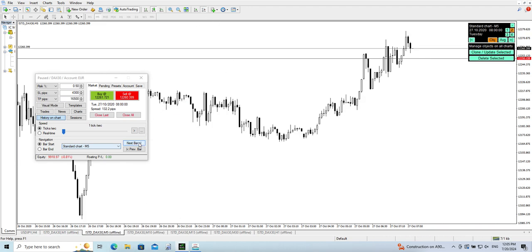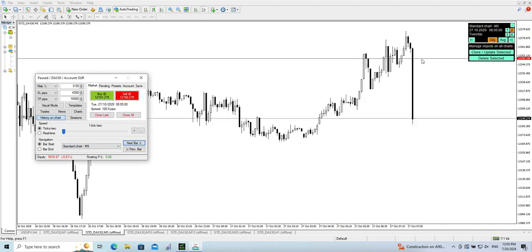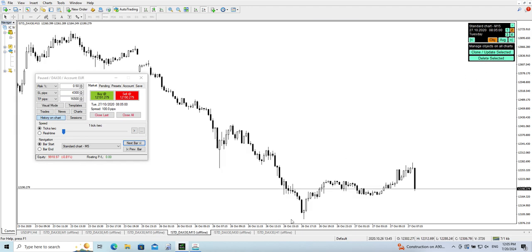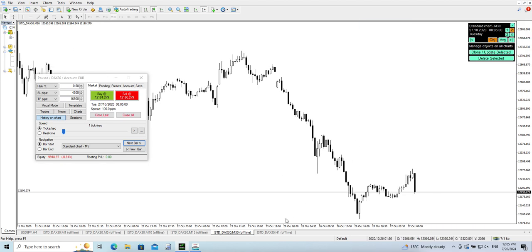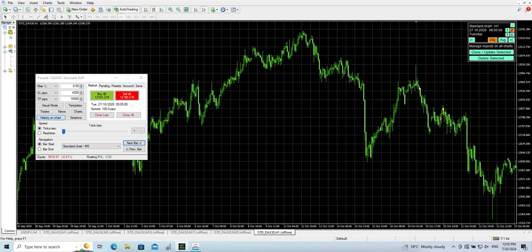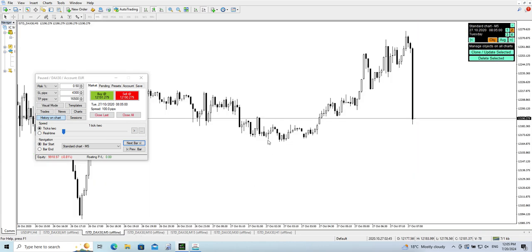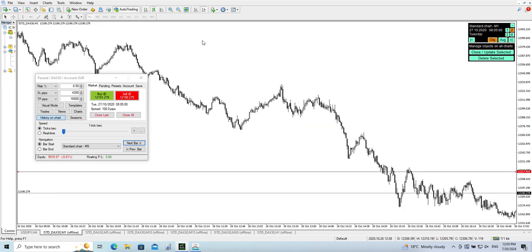Right, market open, smashed it. So no trades on that because it was crap, and it just went straight through it. I bet that's actually an hourly zone. Yeah, this could be an hourly zone here. Let's have a look.